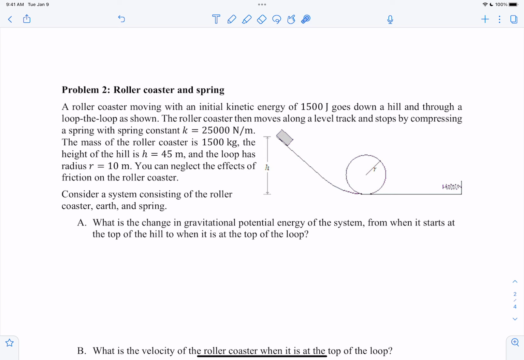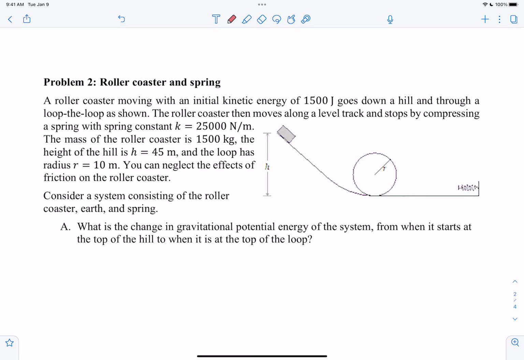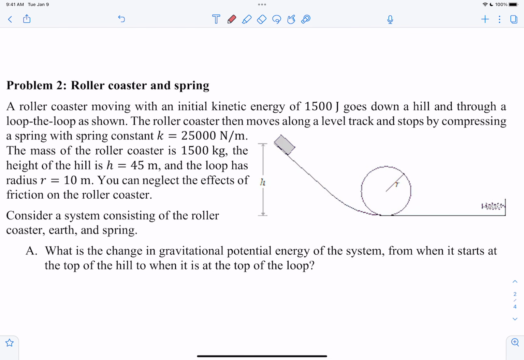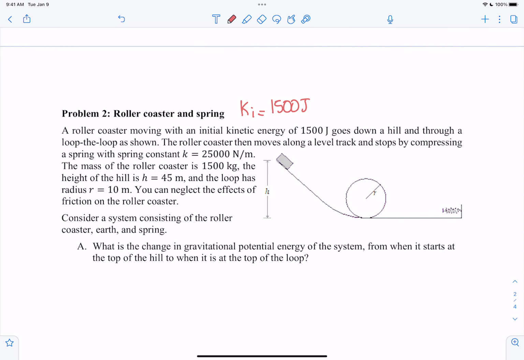Problem 2 is roller coaster and spring. It says a roller coaster moving with an initial kinetic energy of 1500 joules goes down a hill. This is why it's also very difficult, because there's a lot of information that they give you in these problems. So initial kinetic energy Ki is 1500 joules. Okay, cool. And then it goes down a hill and through a loop-de-loop as shown. The roller coaster then moves along a level track and stops by compressing a spring with spring constant k equal to 25,000 newtons per meter.